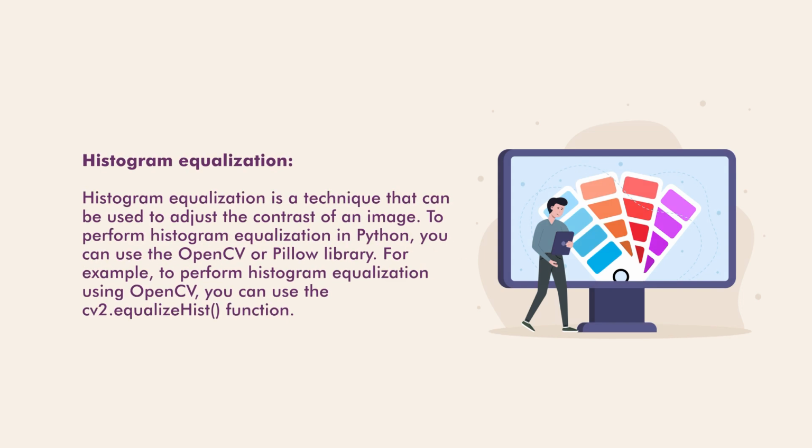Then next is histogram equalization. Histogram equalization is a technique that can be used to adjust the contrast of an image. To perform histogram equalization in Python, you can use the OpenCV or Pillow library. For example, to perform histogram equalization using OpenCV, you can use the equalizeHist function. We'll see in further lectures how to use histogram equalization.